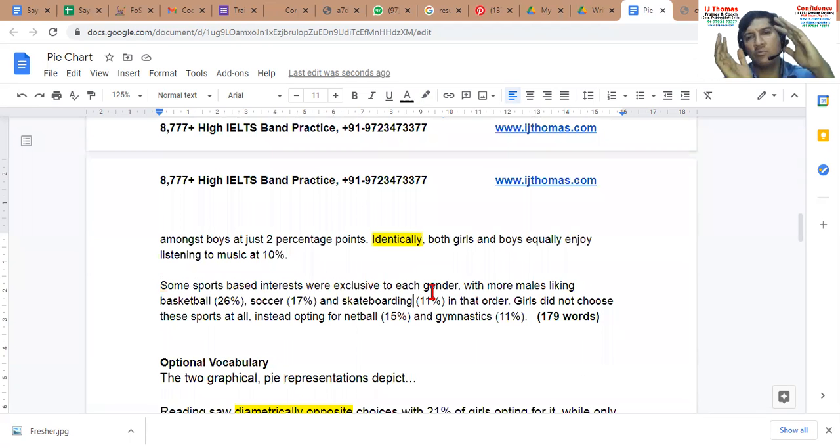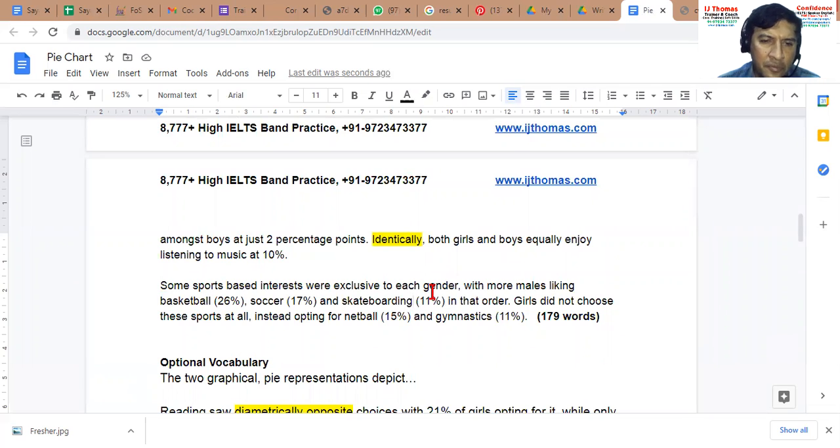So now we finished most of the arts related activities. See how I've segregated the sentences: computers, dance, singing, reading. I brought it all in one paragraph. The next paragraph focuses on what? Only sports, right? That's what it is. So now continue.